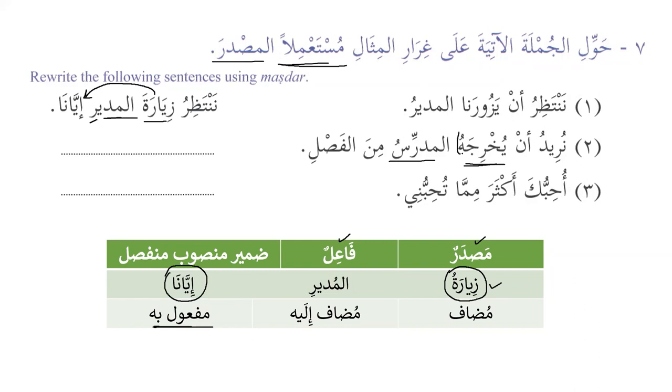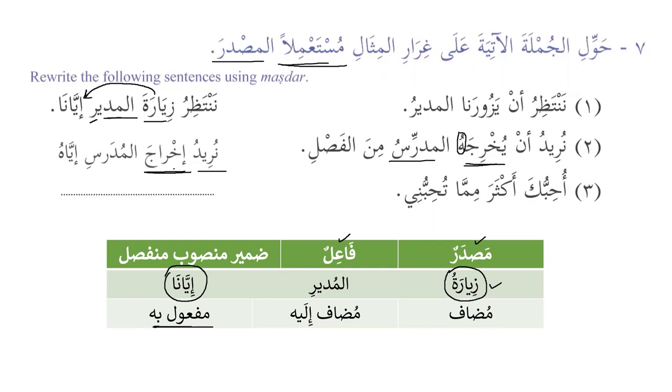Who? Here, iyahu, right? Excellent. So nuridu ikhraja al-mudarrisi iyahu. We want the teacher to send him out of the classroom. Now, why is ikhraja mansub? Because nuridu is the fa'il, the doer is there. Excellent, very good. So nuridu is fa'il. So ikhraja is maf'ul bihi for nuridu, right?